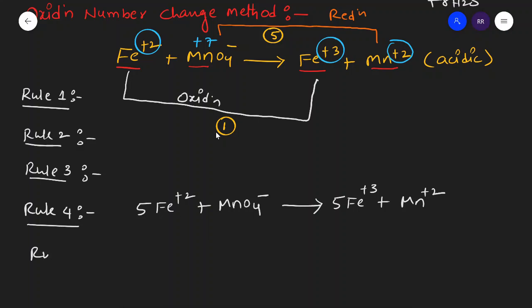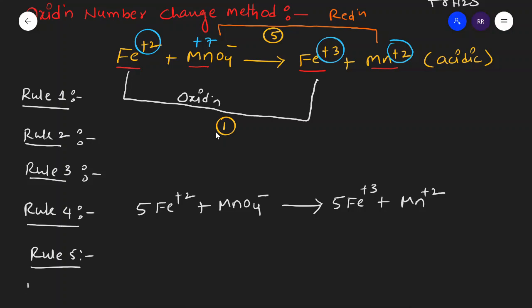And rule 5, very important, right? Except hydrogen and oxygen, we should balance all other atoms by just doing inspection. Let me inspect. Except oxygen and hydrogen, all remaining atoms have to be balanced. Here we have 5 iron atoms. At product side also we have 5 iron atoms. At reactant side we have 1 manganese. At product side also we have 1 manganese. So except oxygen and hydrogen, everything is balanced.